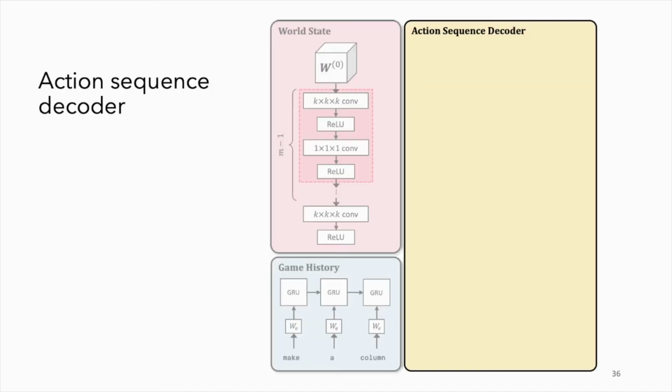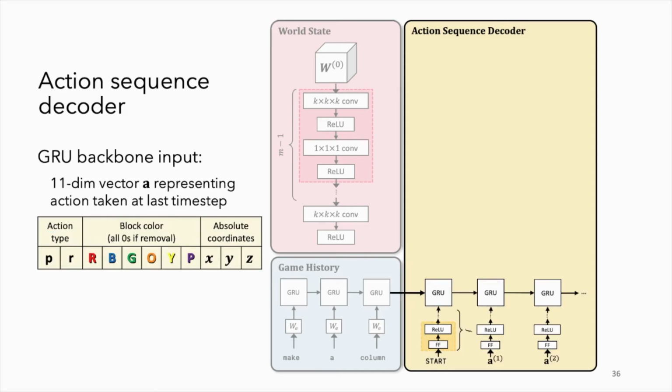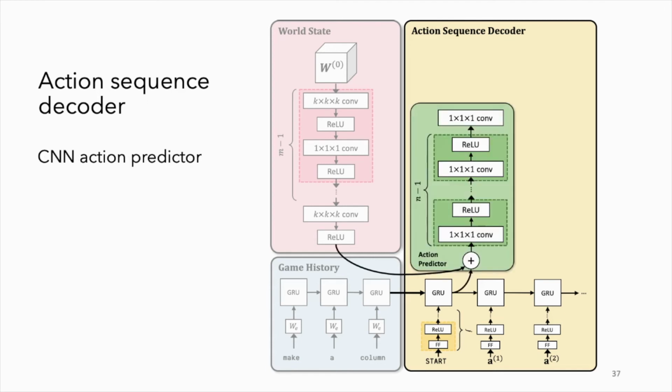The action sequence decoder predicts a single action per time step. It consists of a GRU backbone conditioned on the game history. The input to the GRU is an 11-dimensional vector of the action taken at the last time step. The vector encodes the action type, placement or removal, block color, and the absolute XYZ coordinates of the cell where the action took place. A CNN-based action predictor is conditioned on this context as well as the world state at that time.